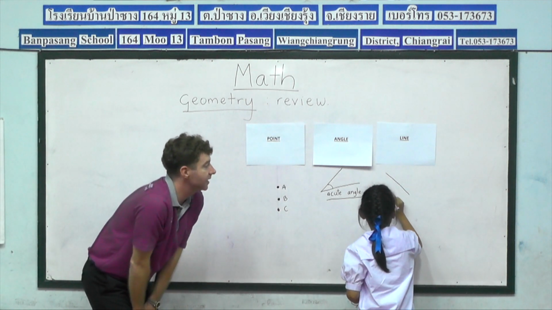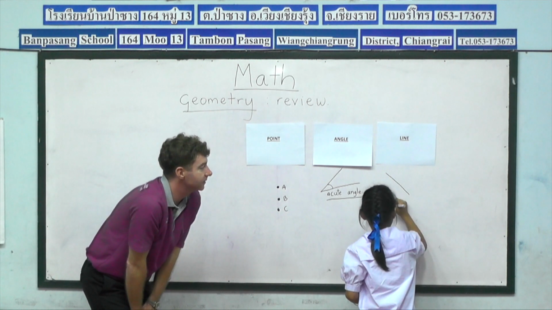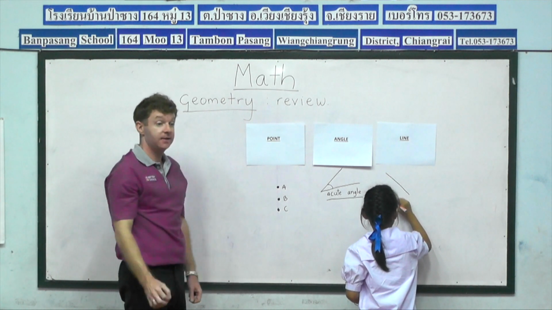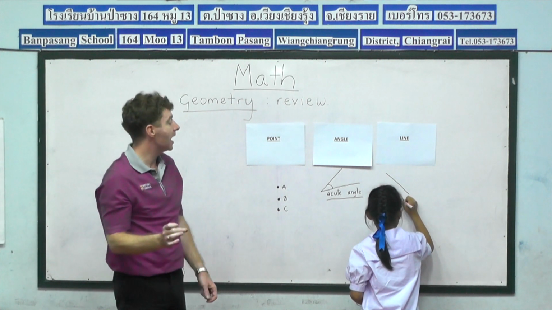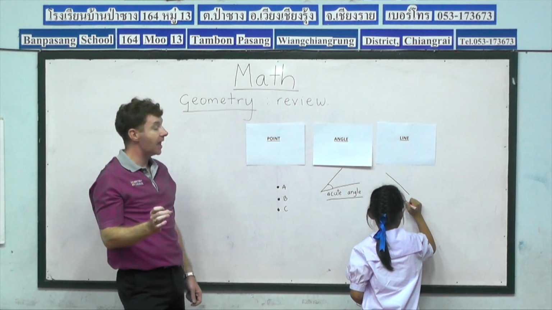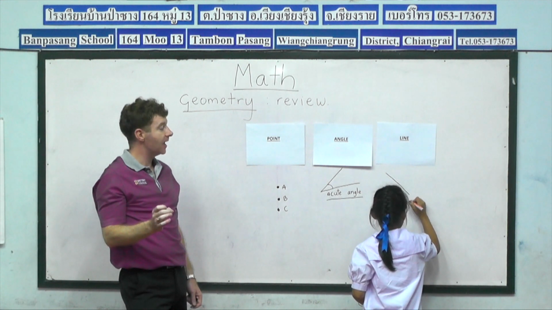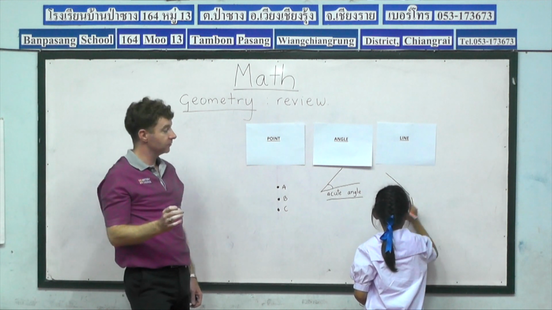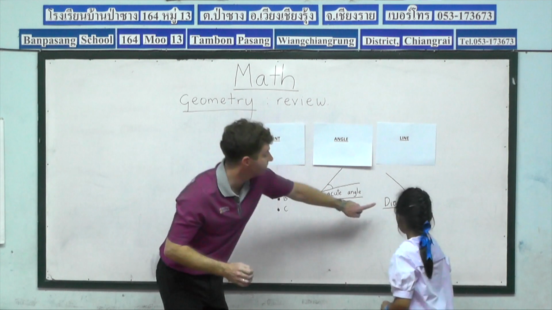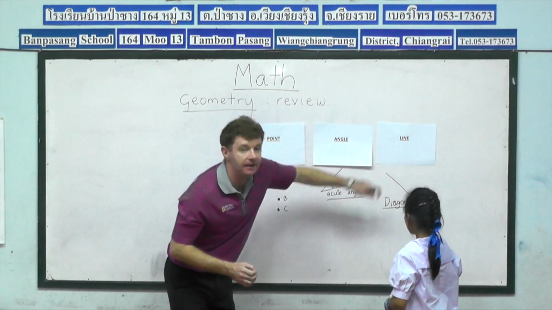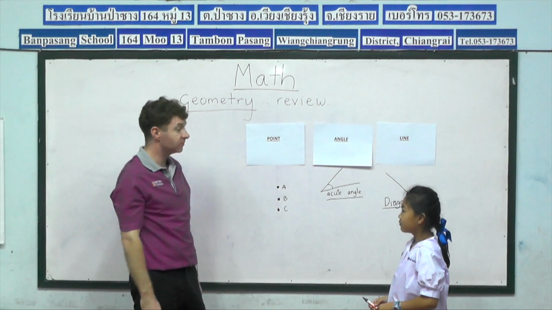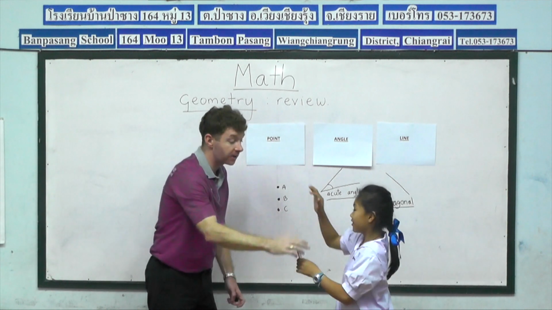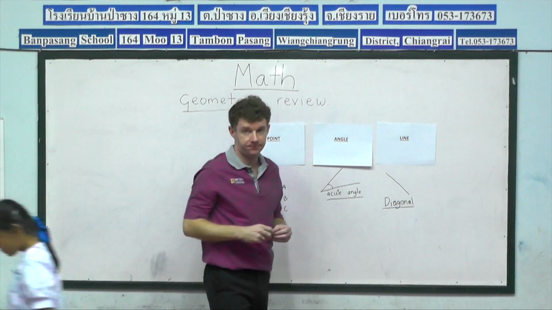D, I, A, G, O, N, A, L. So this is a diagonal line. And Nadia, that was perfect. Very well done. High five. Big round of applause for Nadia.